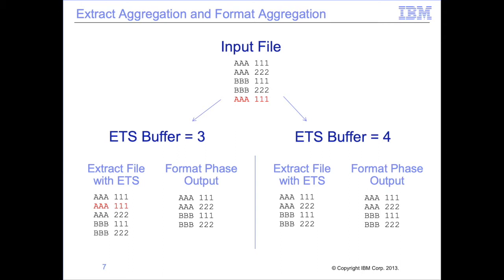After the extract process, the sort process as part of the format phase places all duplicate keyed records next to each other. Thus, no matter the number of duplicate keys in the extract file, all will be eliminated during the format phase process. In the example on the left, the ETS buffer is set to 3, and 2 records with the key AAA111 are written to the extract file. In the format phase, these records are summarized together. If the ETS buffer had been set to 5, memory would have been allocated but never used.